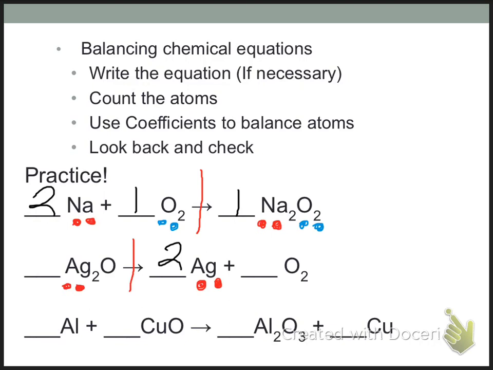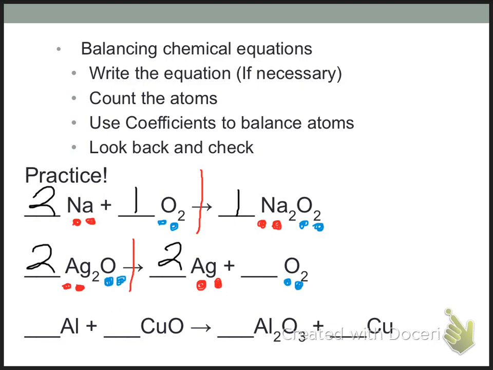Next, I'm going to look at my oxygens. I have 1 oxygen on the left-hand side, and I have 2 oxygens on the right-hand side. Now my oxygens are unbalanced, so I need to increase my smaller one. I'm going to put a 2 in the front to give me 2 oxygens.